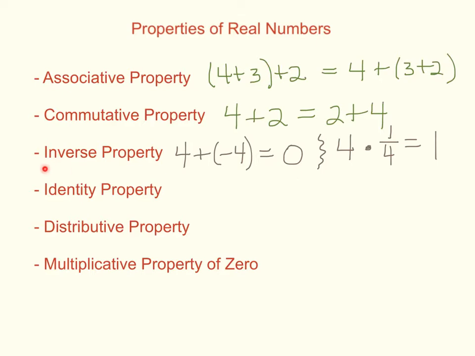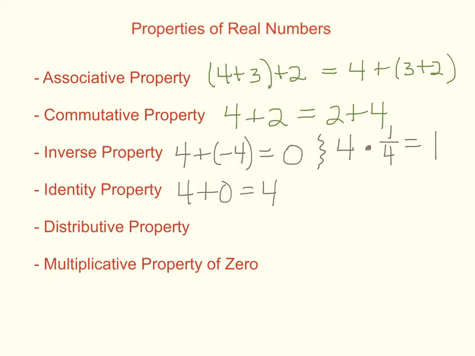So I want you to remember the inverse property as the property that allows us to cancel numbers or get rid of numbers if we need to. The identity property keeps a number's identity. I want you to think of the word identity. How can you keep your identity? Add nothing to it. It will remain itself. It will keep its identity. It's the identity property.